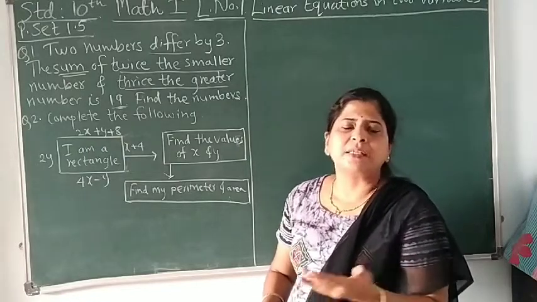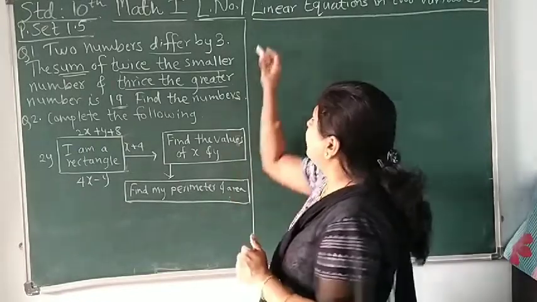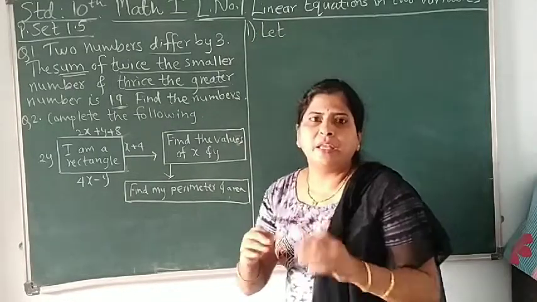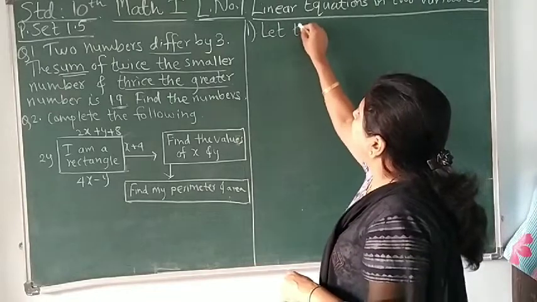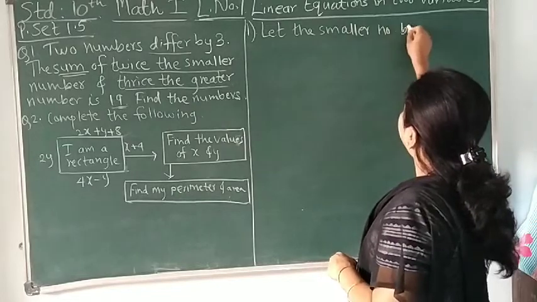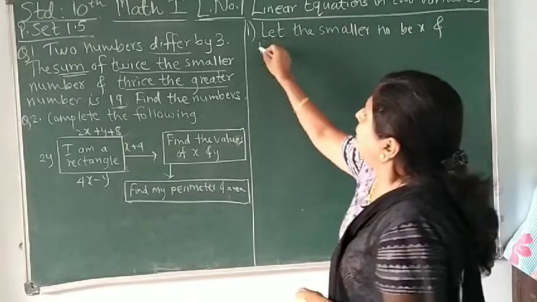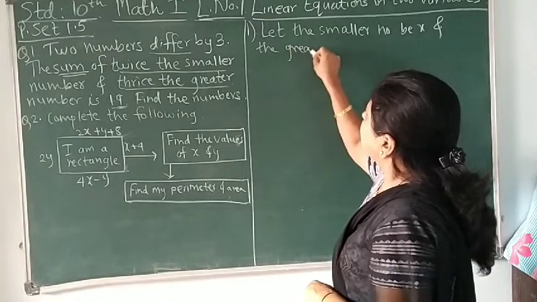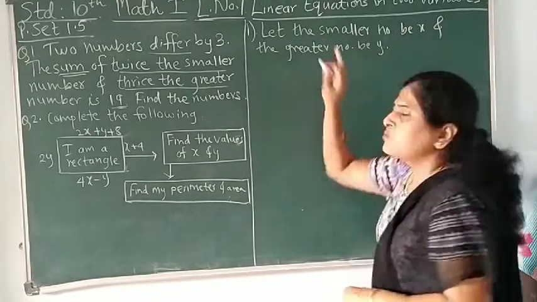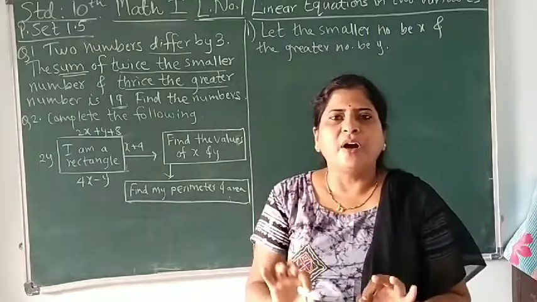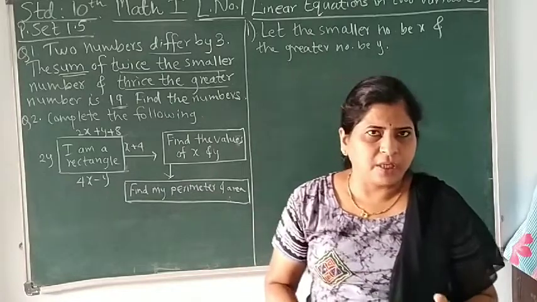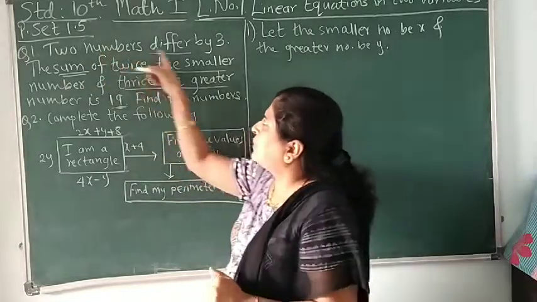So while defining the variables to be used, we will say let the smaller number be x and the greater number be y. So we will write this answer like this. We will first define the variables. Let the smaller number be x and the greater number be y. This is the most important step, to define your variables. Once you have defined them, now let's go and frame the equations.